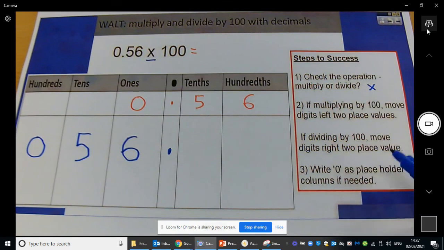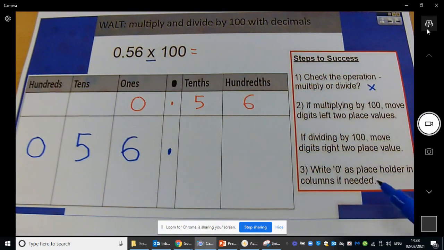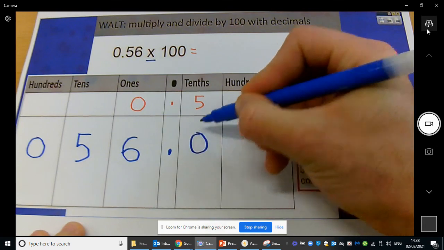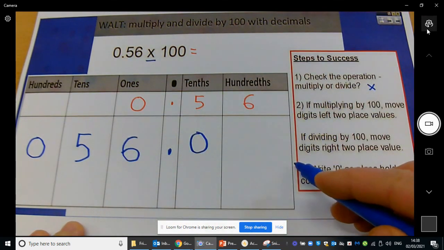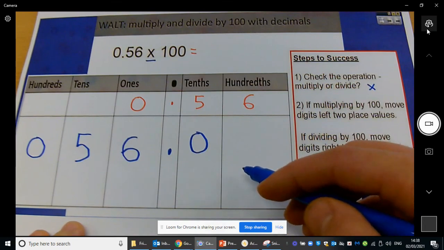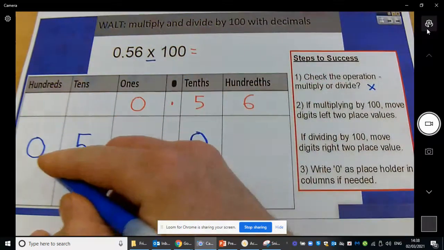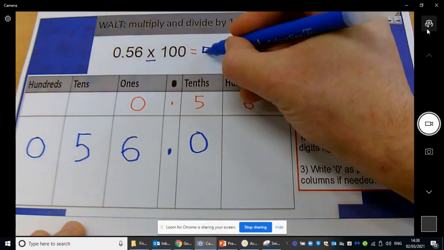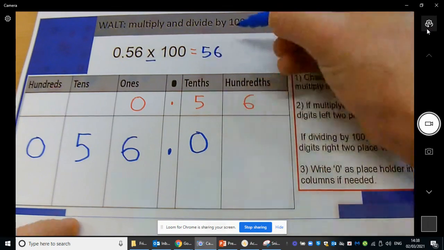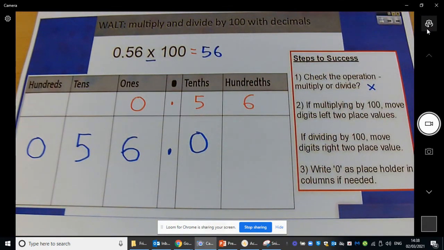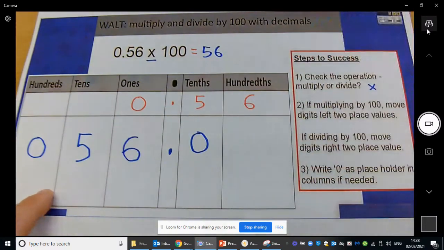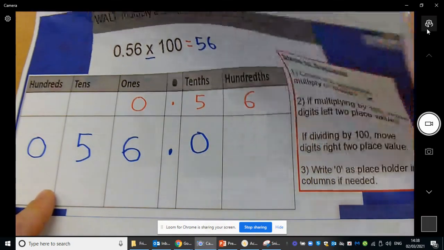And then finally, we need to write 0 as a placeholder in the columns if needed. Do we need a placeholder there? No, we could put it after the decimal point if needed. But really, if there's no value after the decimal point, we can just forget about that completely. So 0.56 times 100, 0 hundreds, 5 tens, and 6 ones. So it would be 56. So hopefully you guys got that there. And again, if you put 56.0, that's fine. But remember, if there's nothing after the decimal point, you don't need to put that.